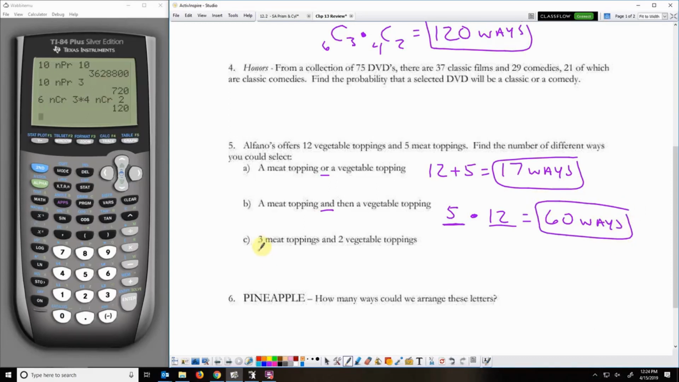3 meat toppings. So now we're talking about a combination of 3 out of the 5 meat toppings and, so more multiplication, a combination of 2 of the 12 vegetable toppings. So that's a combination of 3 meat toppings out of 5 times a combination of 2 vegetable toppings out of 12. 5C3 times 12C2. And that is 660 ways to choose those pizza toppings.